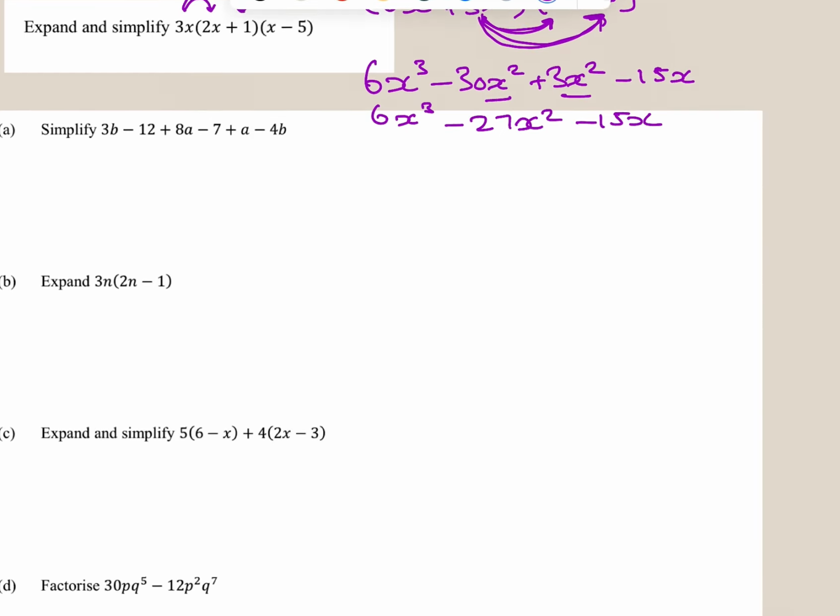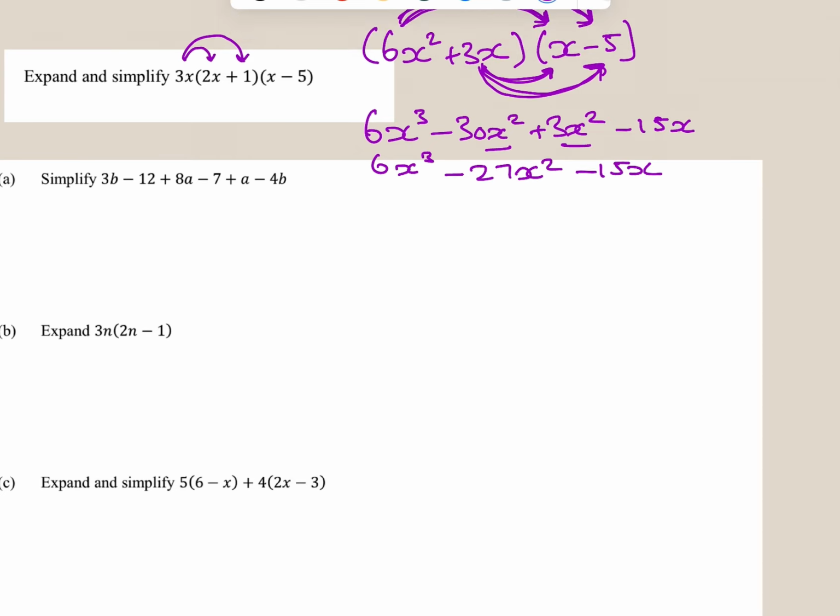Right, if we go down, these questions again, just some nice little 1-2 mark questions. So we're simplifying here. When you're simplifying, you're looking for like terms. So for example, I have 8a and I have an a. So 8a plus a is going to be, we've got 9a.